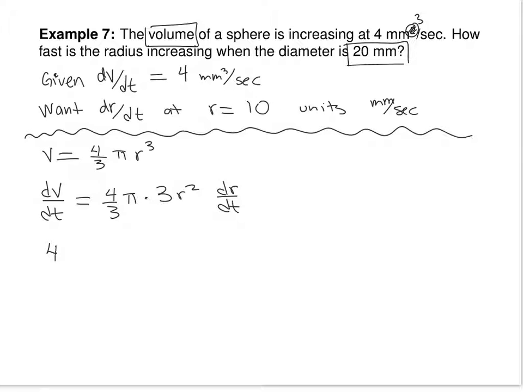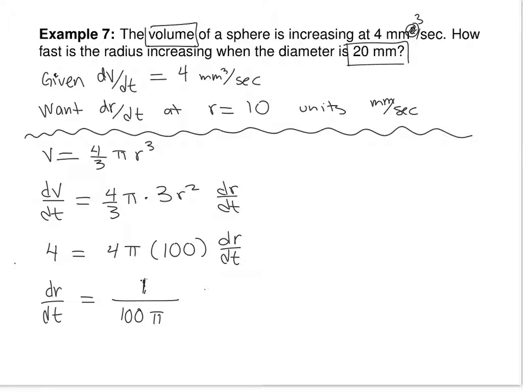4. I'm going to say 4 pi times 100. Yep. How did he get 100, guys? He did 10 squared. And also the 3's canceled. Yep. So dr dt is going to be 4 over 4 pi times 100. You can cancel 4's, sure. So what's dr dt going to be? 1 over 100 pi. Great. And then just make sure its units are going to be millimeters per second.